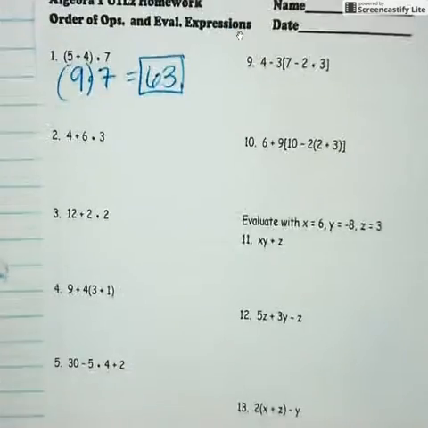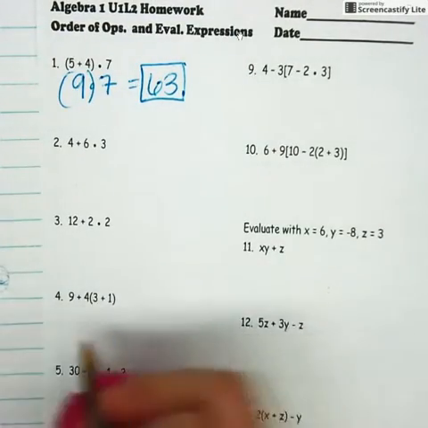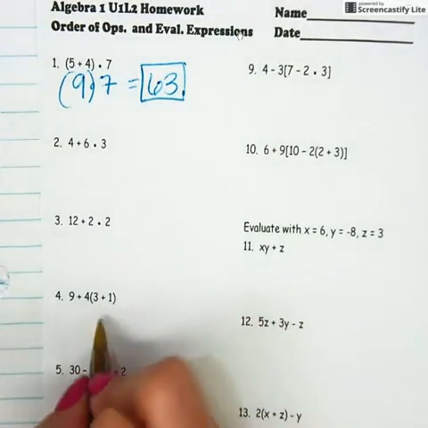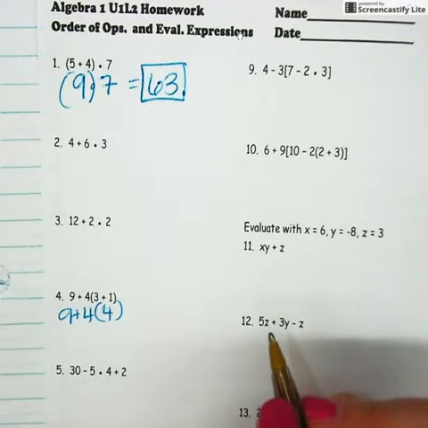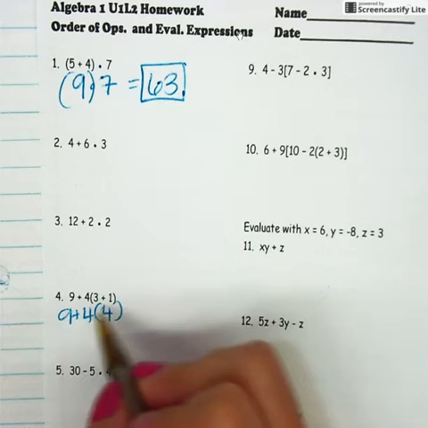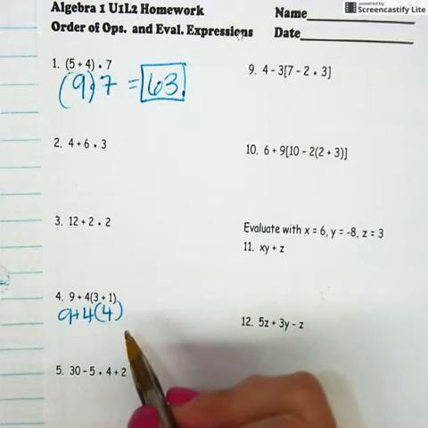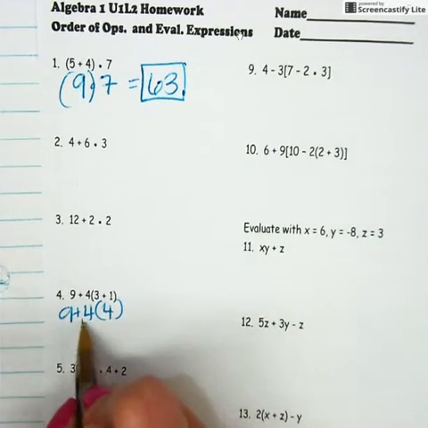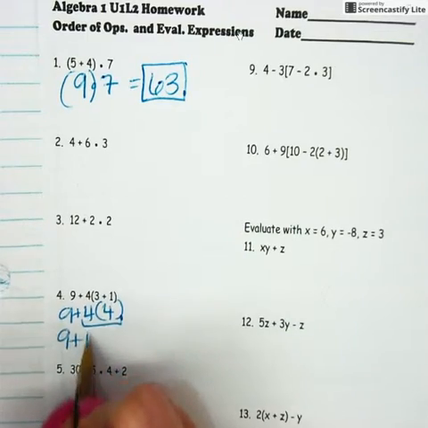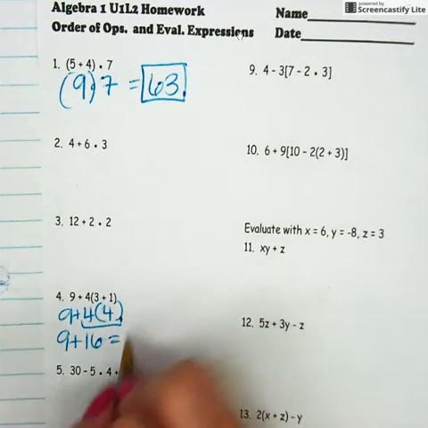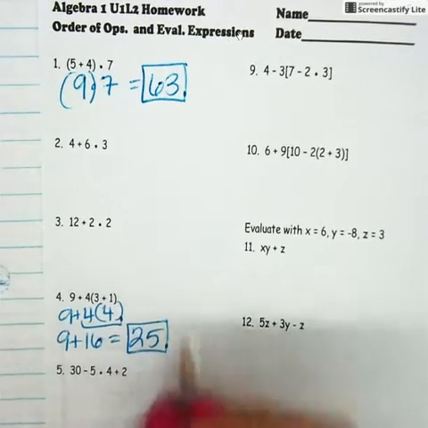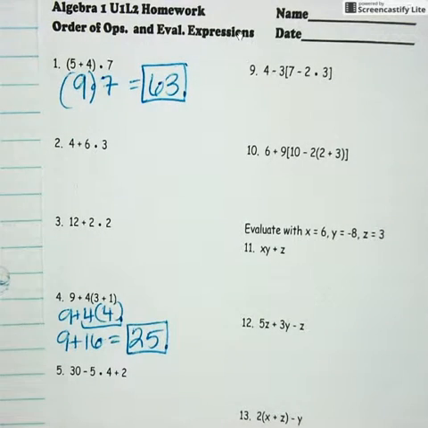Moving on down to problem number 4. We'll start with parentheses again. 3 plus 1 is going to give me 4. Okay, even though we still have parentheses, we can't do anything inside of there. There's no exponents, so we're going to do multiplication or division. We have multiplication right here with 4 times 4. And then we're going to add 9 plus 16 for a final answer of 25.